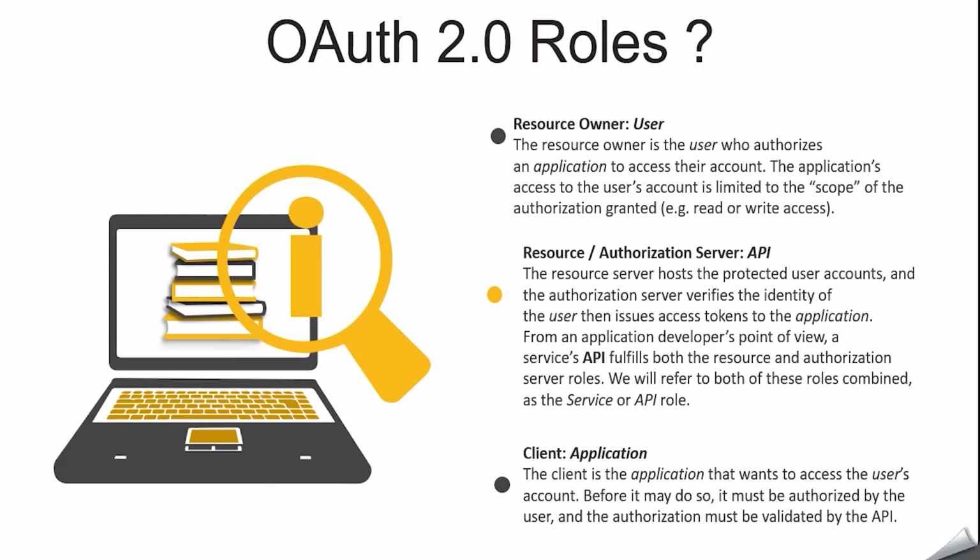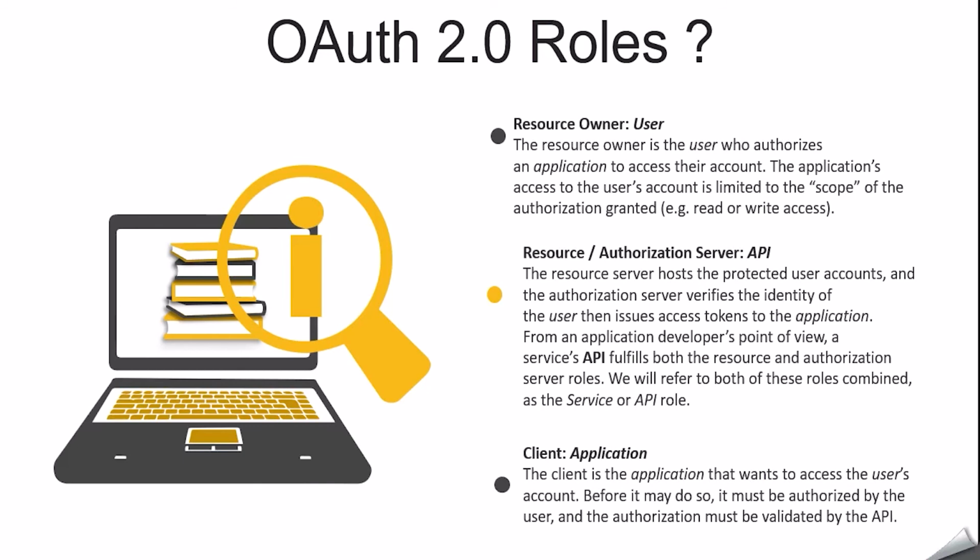Then the resource or authorization server. This is the second role. The resource server hosts the protected user accounts and the authorization server verifies the identity of the user, then issues an access token to the application. From an application developer's point of view, a service API fulfills both the resource and the authorization server roles. We will refer to both of these roles combined as the service or API role.